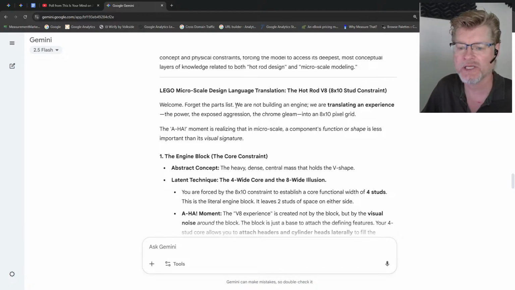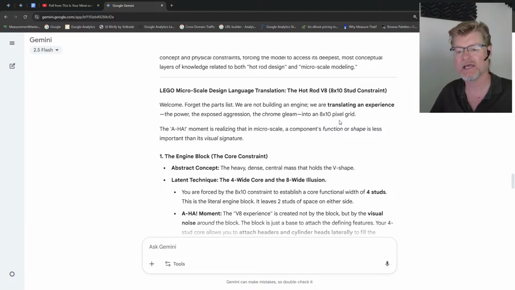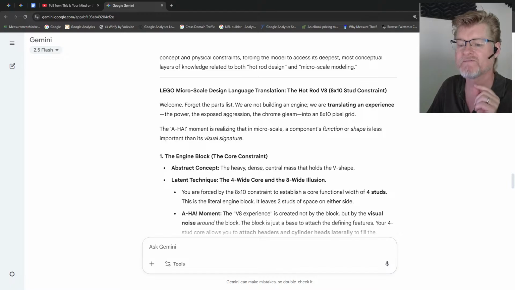Welcome. Forget the part list. We're not building an engine. We're translating an experience, the power, the exposed aggression, the chrome gleam into an 8x10 pixel grid. The aha moment is realizing that in microscale, a component's function or shape is less important than its visual signature.